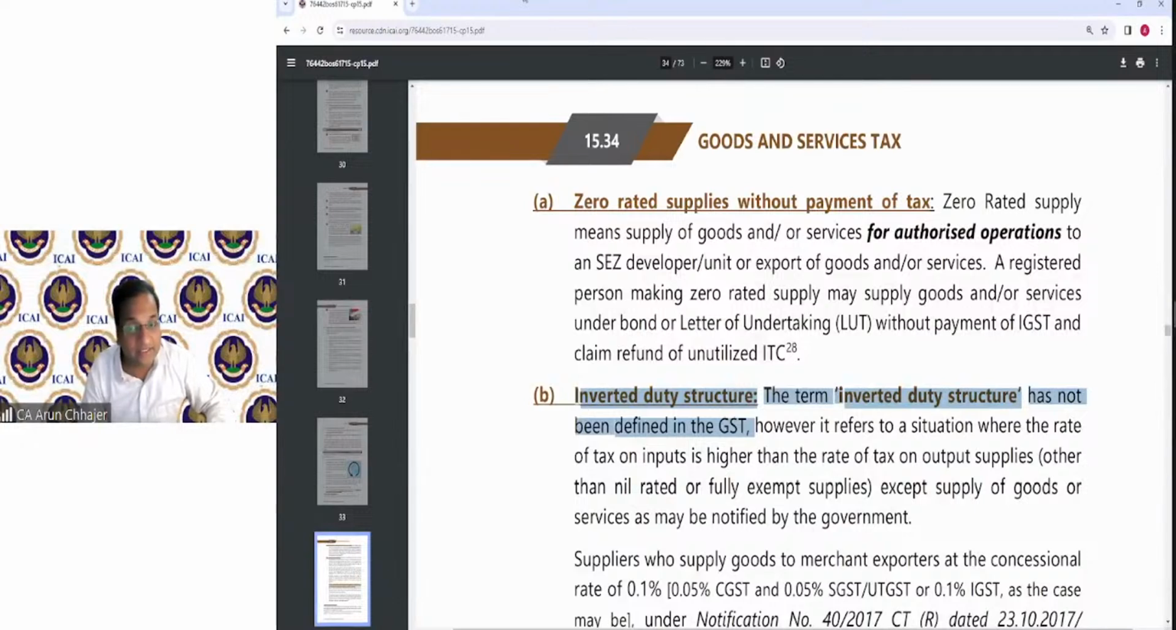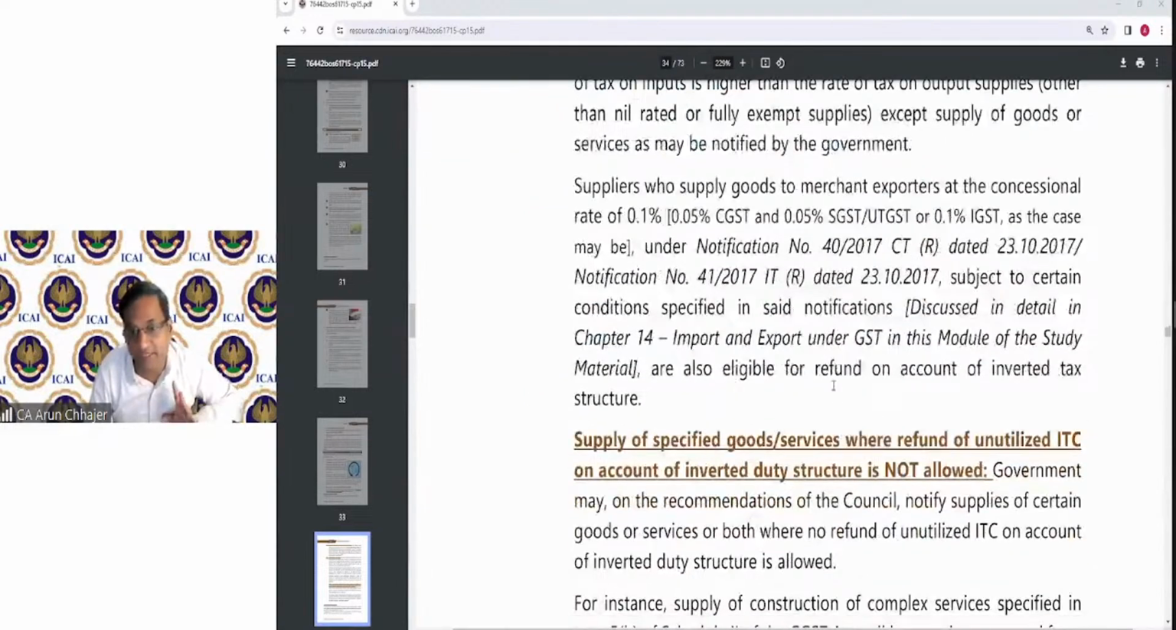And this part we have discussed in the export import class. Supply to an SEZ should be for authorized operation only. A registered person making zero rated supply may supply the goods or services under bond without payment of IGST to claim the refund of unutilized ITC. Then inverted duty structure, which I have explained. They have given the example of a supplier who supplies goods to a merchant exporter at 0.1%. They are also eligible for the refund on account of inverted duty structure, which we discussed in the export import class and is repeated here also.